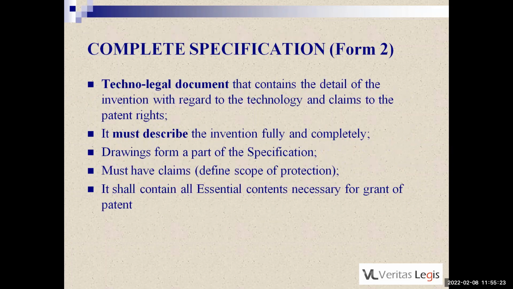What is complete? Once we are filing the complete specification, it means you have filed the patent application completely. It is a techno-legal document. Again, it covers all major aspects of your invention. It should describe the invention fully. Drawings, if you have any, also form a part of the specification. And most important, it should have claims. It should contain all essential elements for the grant of a patent. Next.